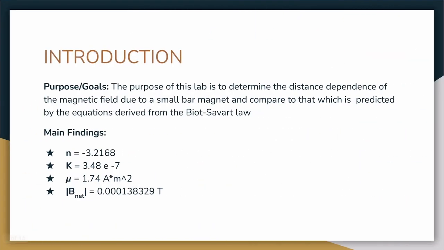The purpose of this lab is to determine the distance dependence of the magnetic field due to a small bar magnet and compare it to that which is predicted by the equations derived from the Biot-Savart law. Here are our main findings, which include our values for n, k, mu, and our B net.